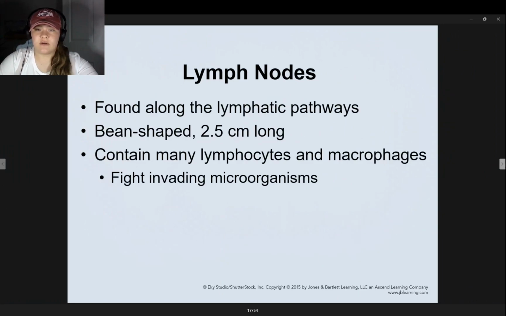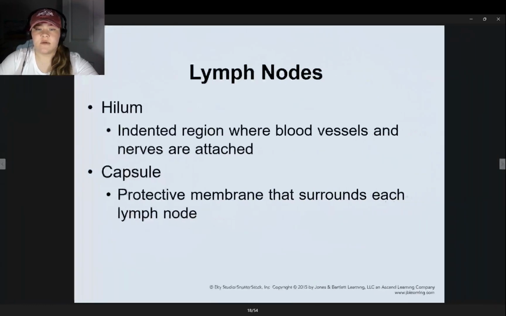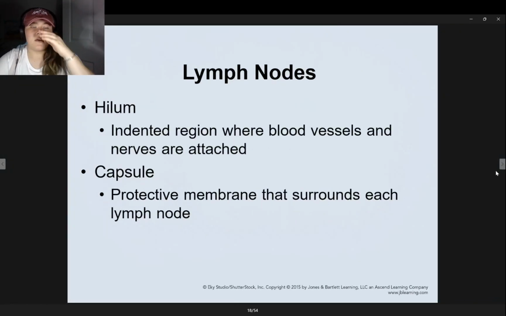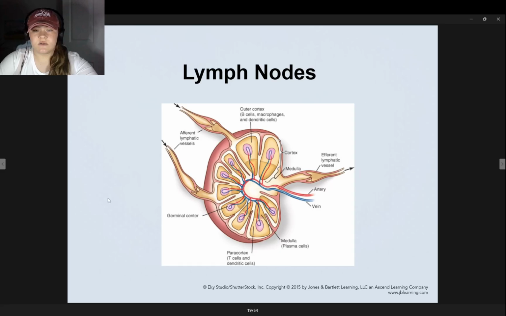Lymph nodes are generally found along lymphatic pathways. They're bean-shaped, about 2.5 centimeters long. They contain lymphocytes and macrophages, which fight invading microorganisms. You've got the hilum, which is an indented region where blood vessels and nerves are attached. You've got the capsule, which is the protective membrane that surrounds each lymph node. This is a diagram here. You've got the cortex, medulla, paracortex, germinal center.